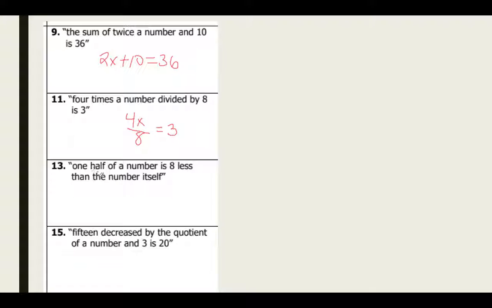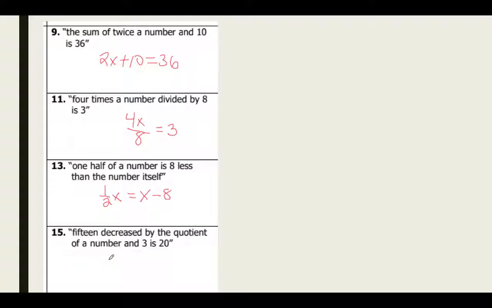This one's going to be tough. Okay, 1/2 a number. 1/2 of a number is 8 less than the number itself. Okay, so the number itself, 8 less than that. So that's one of those turnaround phrases, less than. So the number itself goes first, less than, minus 8. So 1/2 a number equals x minus 8, because that's that turnaround phrase.